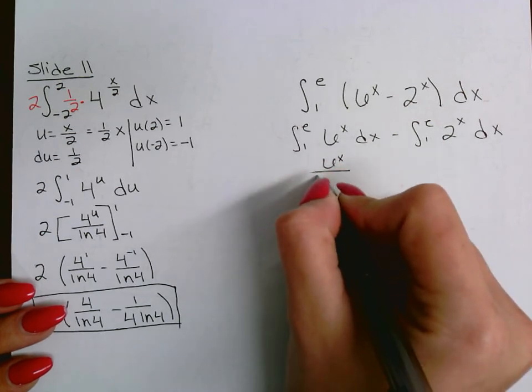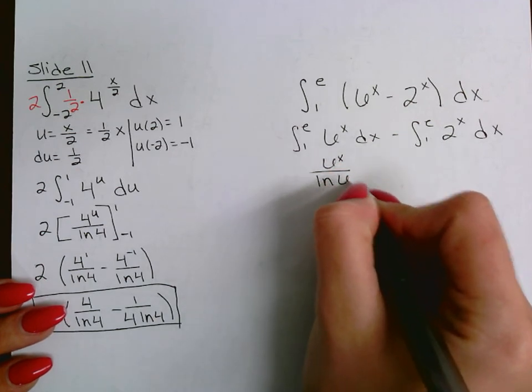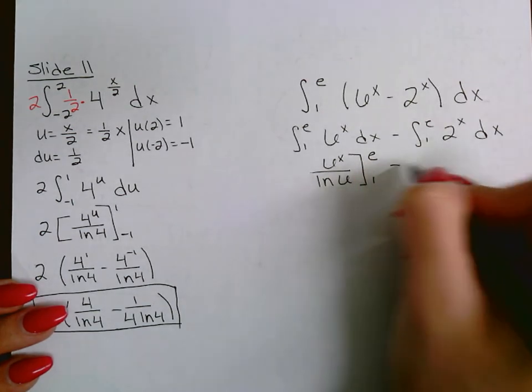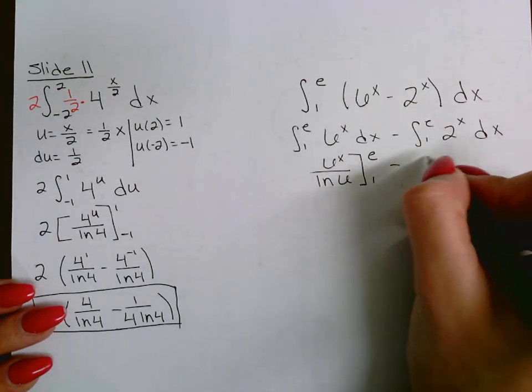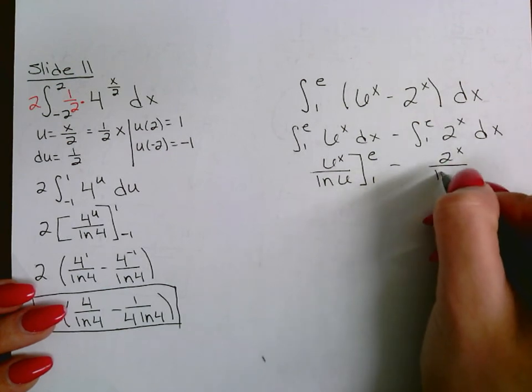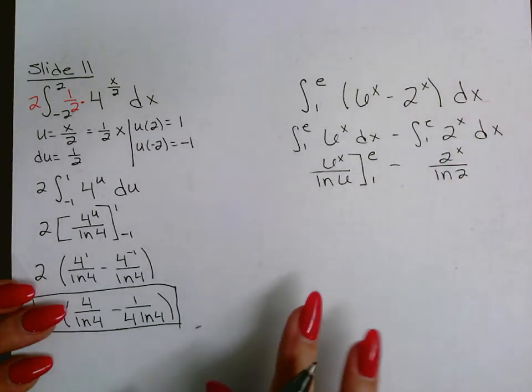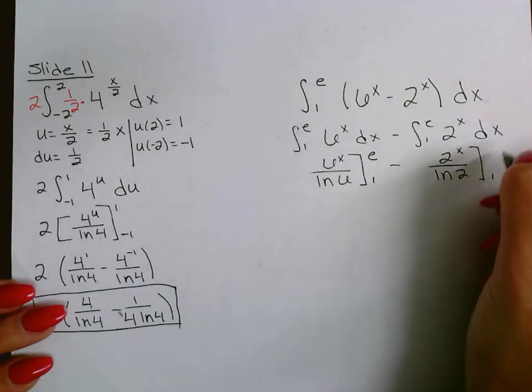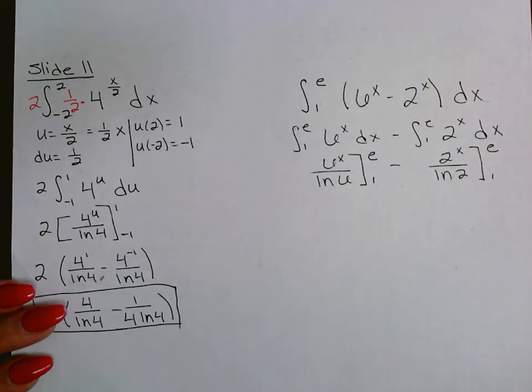Good, my rewrite over ln of the base. And the second one would be? Good, 2 to the x over ln of the base. Okay? And this goes from 1 to e.